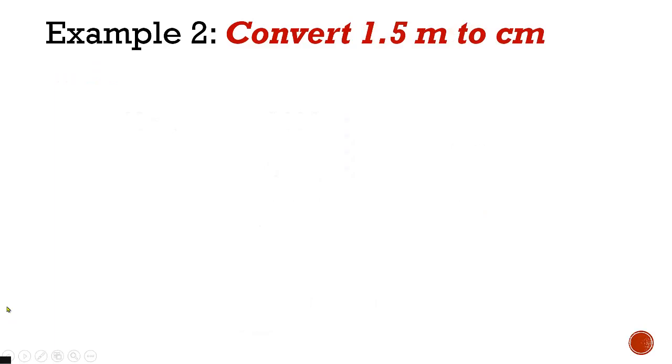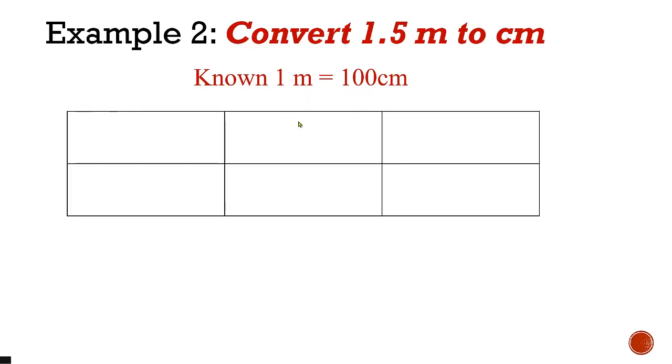Let's try another one of these. Let's go from meters to centimeters. In this case, I know my given, 1.5 meters. My answer is going to be centimeters. And what do I know? Well, I know that 1 meter is equal to 100 centimeters. There is a direct correlation between these. I don't need to do any further steps, so I'm going to have a 2-box problem.